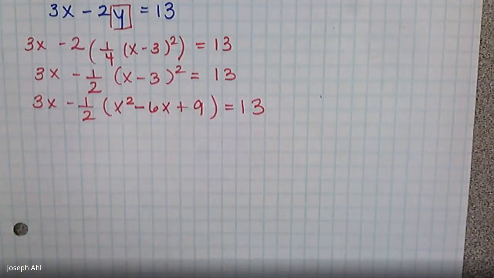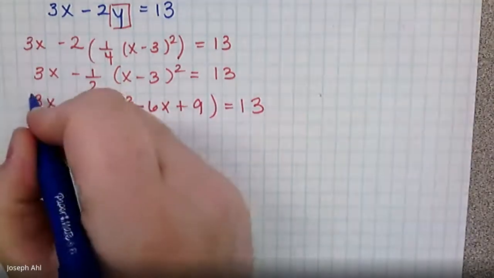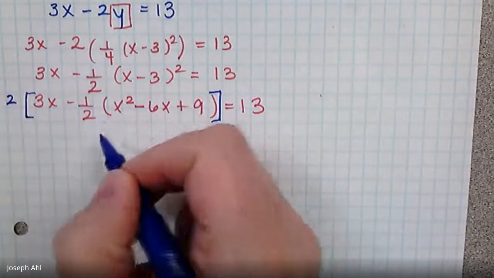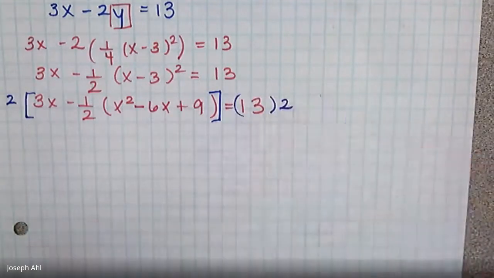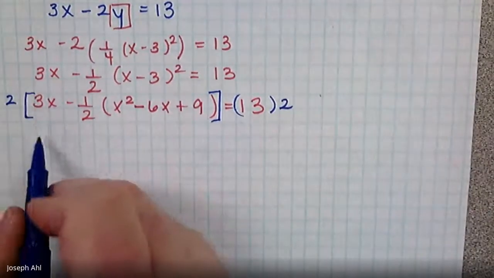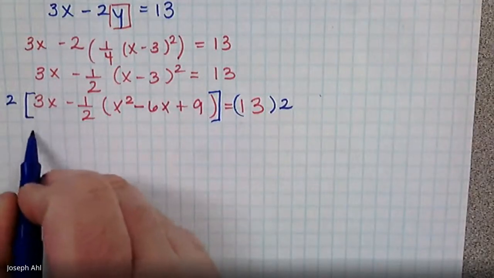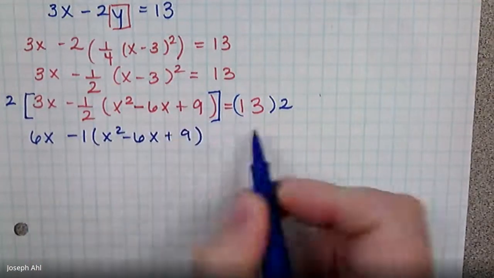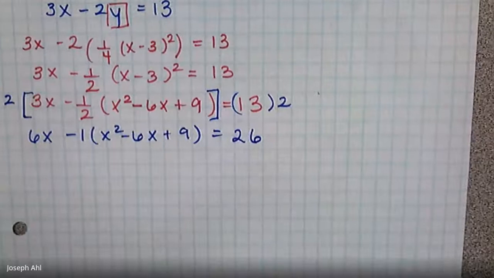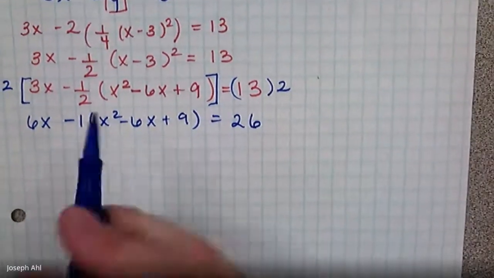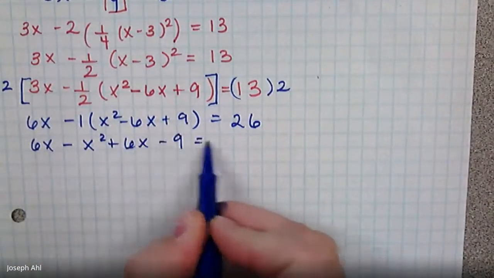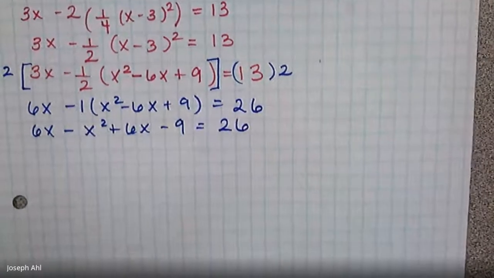So although this is not a completely necessary step, I think it's nice to do it because it will make your values easier to work with. I'm going to multiply both sides by 2 because that would make this a -1 out front. Okay, so make sure you change everything appropriately. Now it's 6x minus 1 times (x squared minus 6x plus 9), and on the other side, you have 26. At this point, I'll distribute that negative in to get -x squared plus 6x minus 9 equals 26.